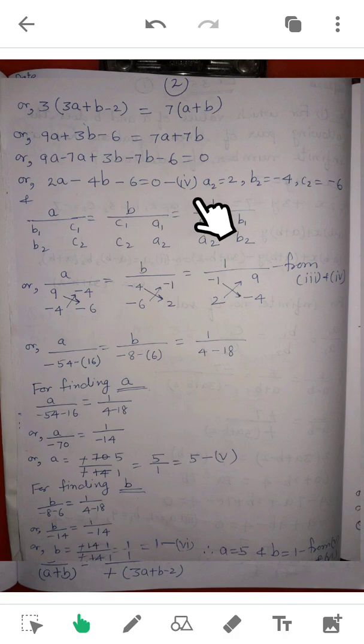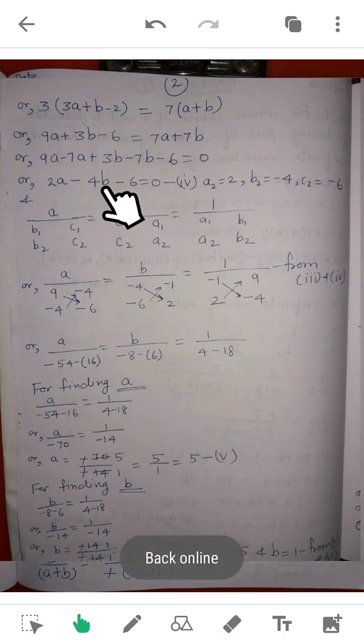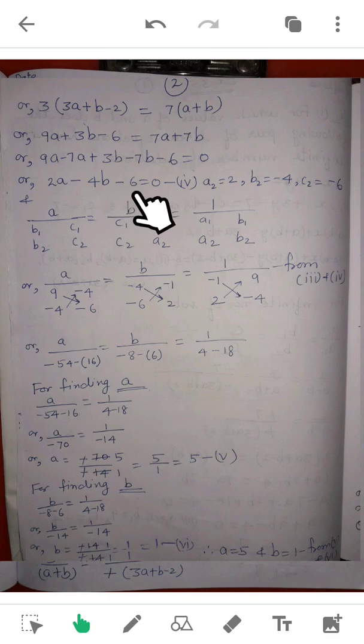According to this equation, we will find a2. a2, the coefficient of a, is 2. Then b2, the coefficient of b, is minus 4. So b2 is equal to minus 4 in this case. And the constant term in this equation is minus 6, so c2 is equal to minus 6.